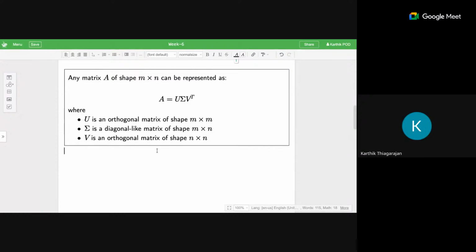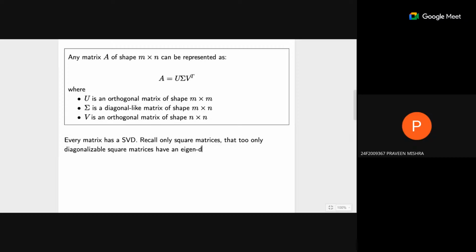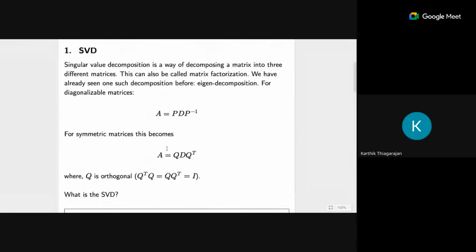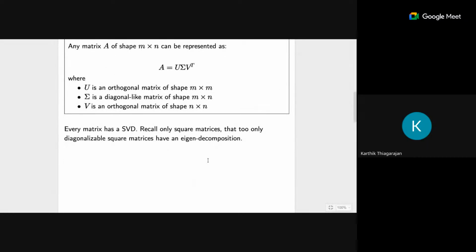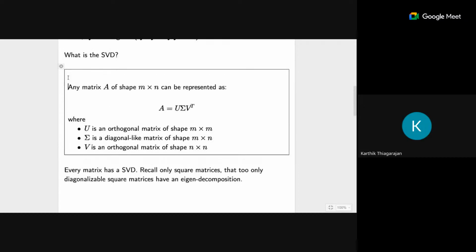The first thing that you'll have to realize, which is very important, is every matrix has a singular value decomposition. No matter what. Recall that only square matrices, and that too only diagonalizable square matrices, have an eigen decomposition. This eigen decomposition, PDP inverse or QDQ transpose, whatever it is, you can only do it if the matrix is square and diagonalizable. It's a very specific instance. Otherwise you can't do an eigen decomposition because eigenvalues and eigenvectors are themselves not defined for rectangular matrices. So we have to fall back on what is called the singular value decomposition.